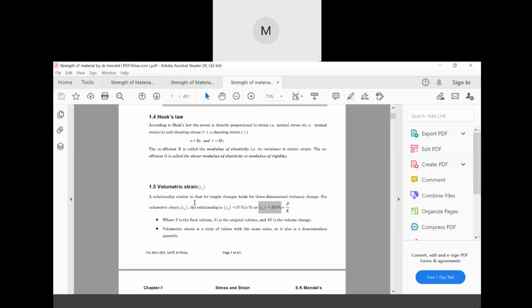So let's discuss Hooke's law. So what is Hooke's law actually? When stress is directly proportional to strain, then we get what? Hooke's law. Okay. Now, the stress is directly proportional to strain. This is also called Young's modulus. Okay. So this is also known as Young's modulus.